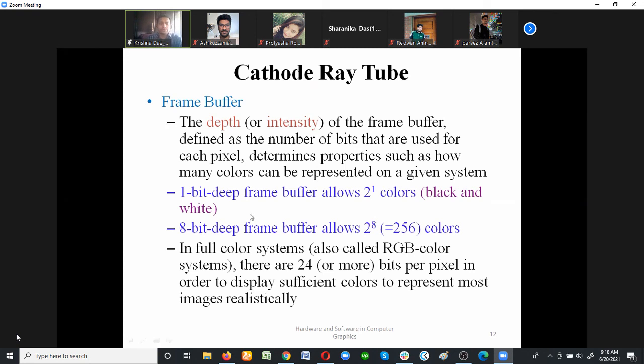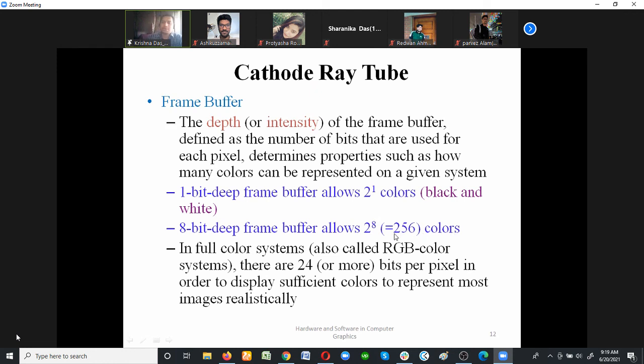Now, how is it related? It can be related with a formula: an n-bit frame buffer allows 2 to the power n colors. So if I have 1 bit, then 2 to the power 1 means only 2 colors are possible, either black or white. It's an on and off situation, as every pixel is defined by 1 bit only. If we have an 8-bit frame buffer, then every pixel can have 2 to the power 8, that means 256 possible colors.